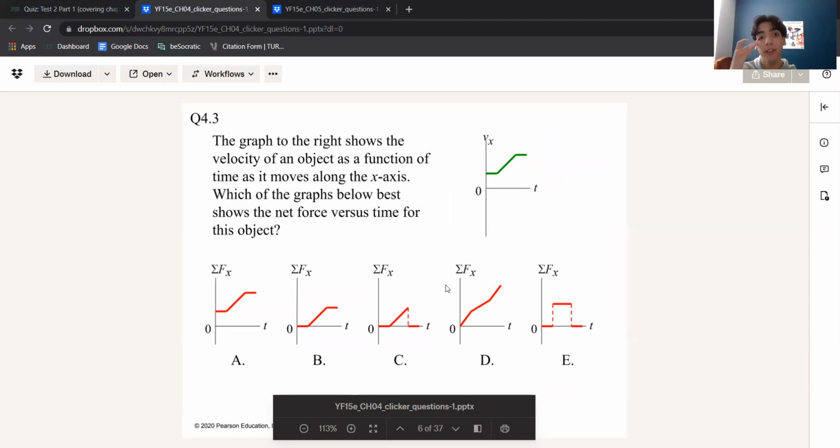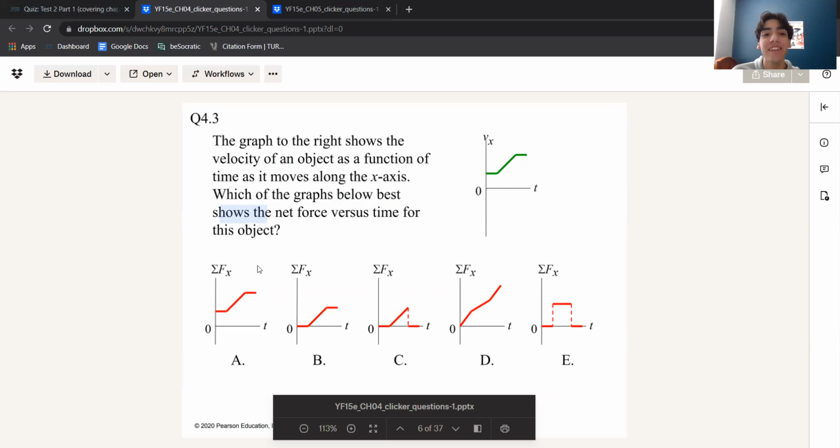Now we're looking at a graph. The graph to the right, so this one right here, shows the velocity of an object as a function of time as it moves along the x-axis. Which of the graphs below best shows the net force versus time of the object? So we see here that the y-axis is velocity, and this is time. So it's asking us which best shows the net force versus time of the object. Anyone want to tackle this one? You go ahead and tackle it.